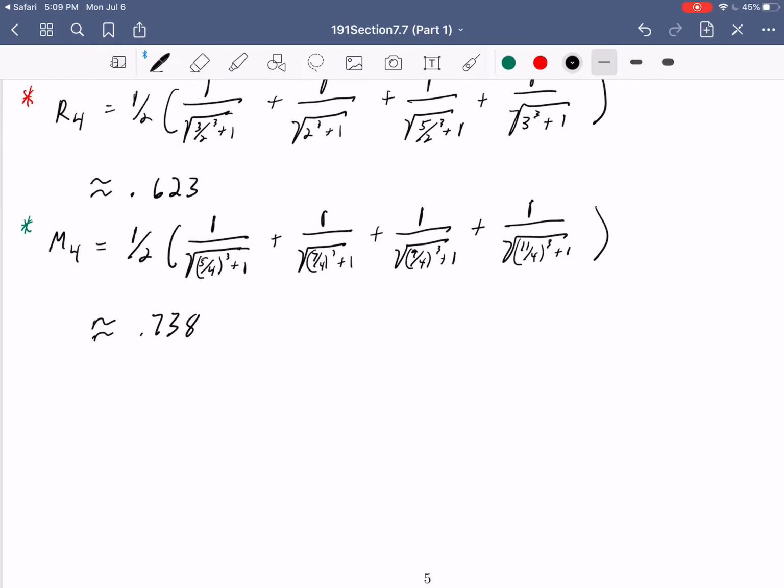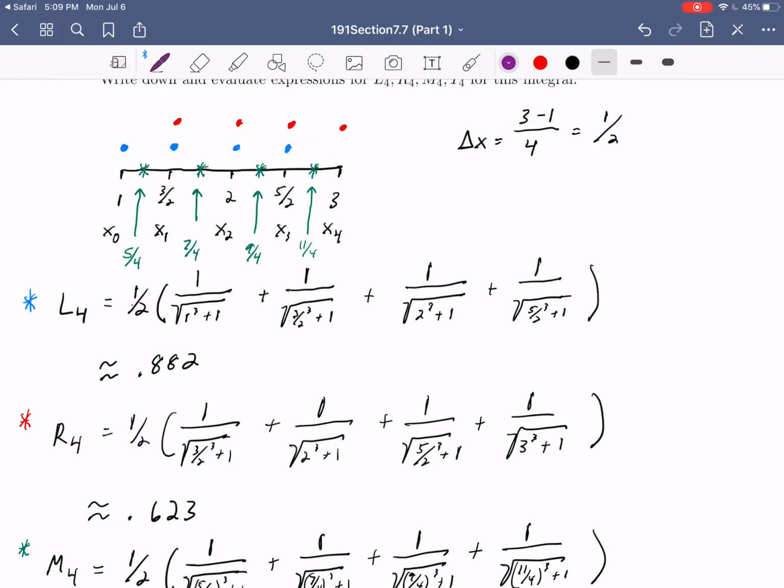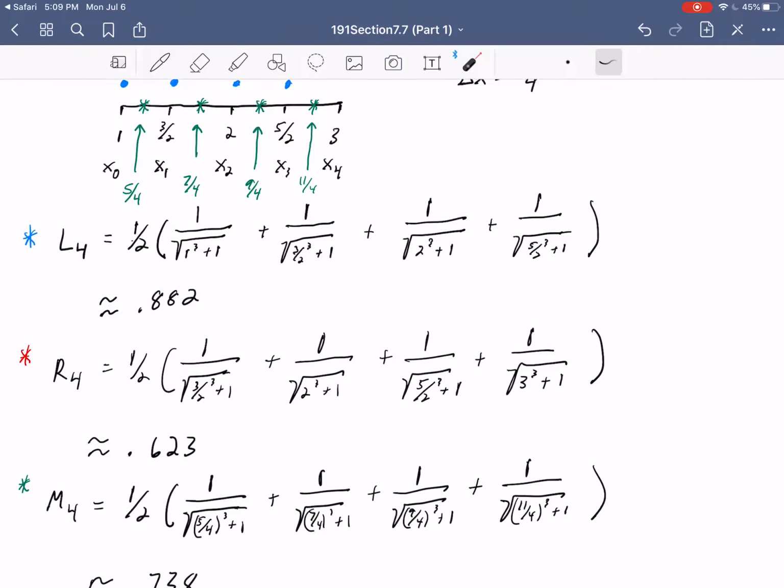And then finally, let's go ahead and do our trapezoidal rule. So which points did the trapezoidal rule use? Well, it uses everything. I mean, not the midpoints, but it uses all the originals. So it'll use every one of these. Remember, it's going to use all the middle values twice, and these ones just once.